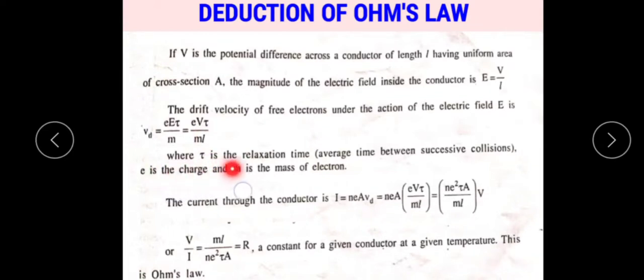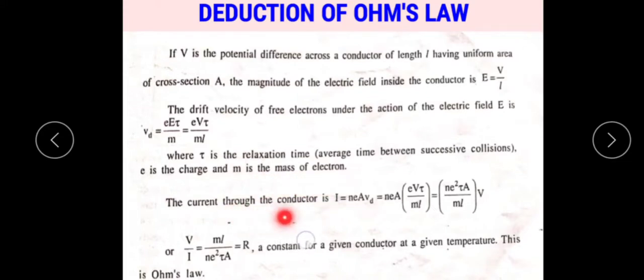Then where tau is the relaxation time, we already know that relaxation time is nothing but the average time between two successive collisions. e is the charge of the electron and m is the mass of the electron.